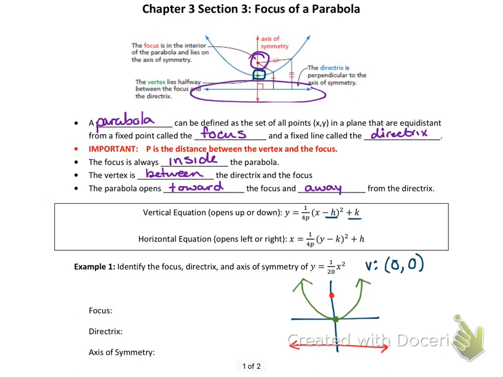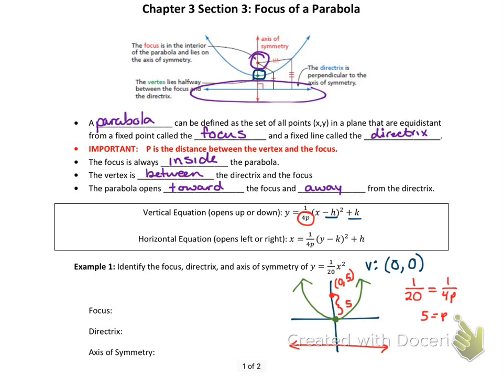That's what's going to give us the equations of these things. So we know that P is the distance between the vertex and the focus. Well, in the formula, it's 1 over 4P. So here we have 1 over 20. So if 1 over 20 equals 1 over 4P, we really just have to ask ourselves, what times 4 would give us 20? Well, 5 times 4 would give us 20. So P has to equal 5. And that's this distance here. That's 5. So if that vertical distance is 5, this is the point 0, 5.